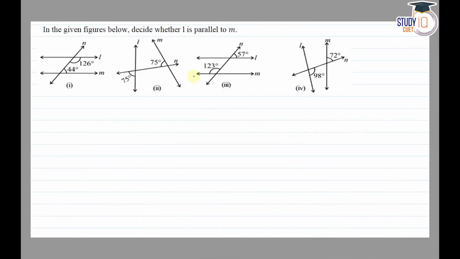Hello everyone, this question appears in class 7th NCERT chapter of lines and angles. This is 6th question of its exercise 5.2. So the question says that in the given figure below, decide whether L is parallel to M.